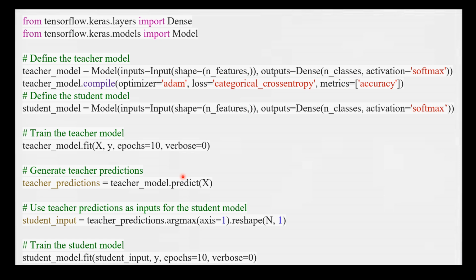Finally, we'll train the student model using the teacher prediction as input. In this step, the student model is trained to make predictions based on the teacher prediction. And over time, the student model will learn to make similar predictions as the teacher model even though it has a simpler architecture.